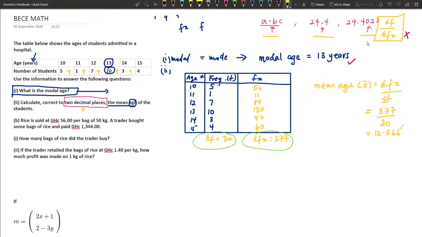So we have to get rid of the 6. We can't just remove the 6 because the 6 is 5 and above, so it's going to affect the next digit. Let me change the marker. So removing this 6, 5 and above, it means we need to add 1 to this, so it becomes 12.57. And then you can state that you have done it in 2 decimal places. So in 2 decimal places, that's our answer.